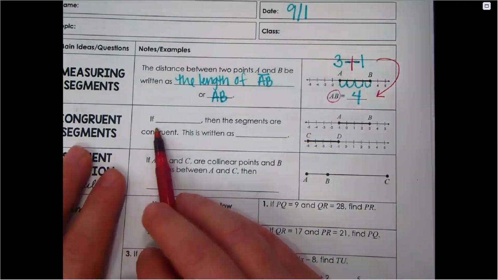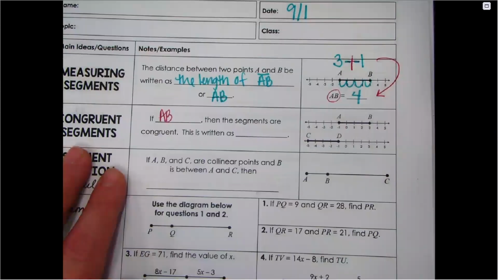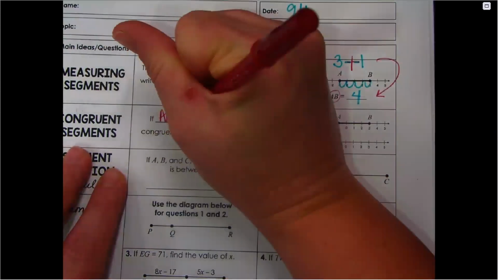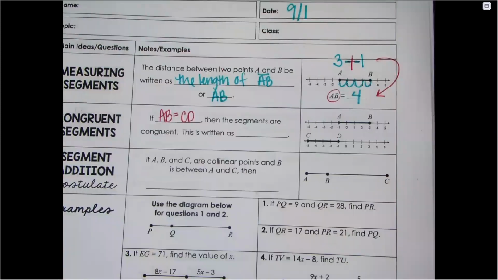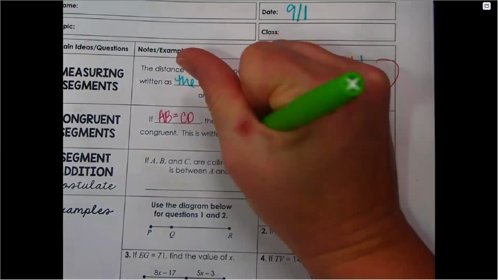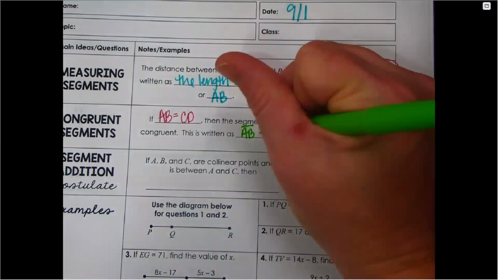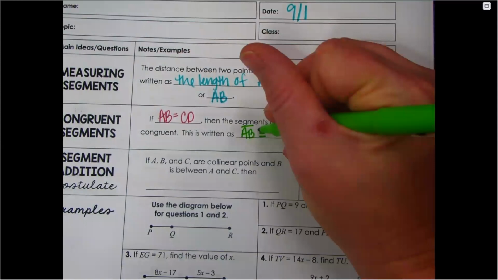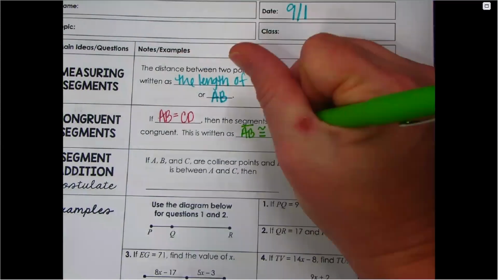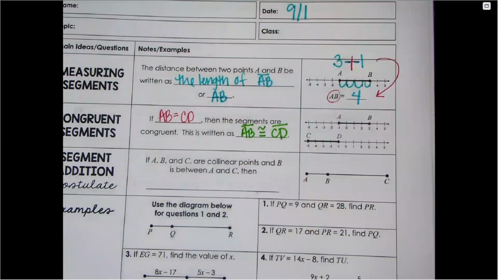Congruent segments. If AB, the distance between AB, is equal to the distance between CD, okay, so if they are equal to each other, then the segments are congruent. This is written as segment AB, and I'm going to show that it's a segment by putting the bar on top of it. The congruent symbol is like an equal sign with a wave on top, and then CD with a bar on top. So if the distances are congruent, then the segments are congruent, and vice versa. If they tell you that the segments are congruent, then you know the distance is congruent.